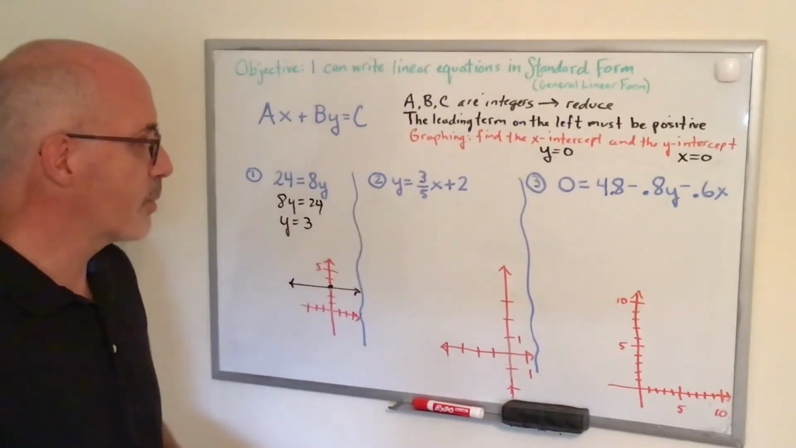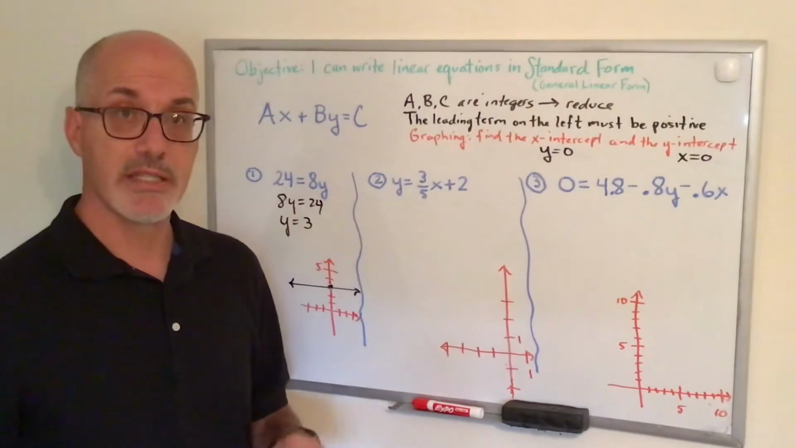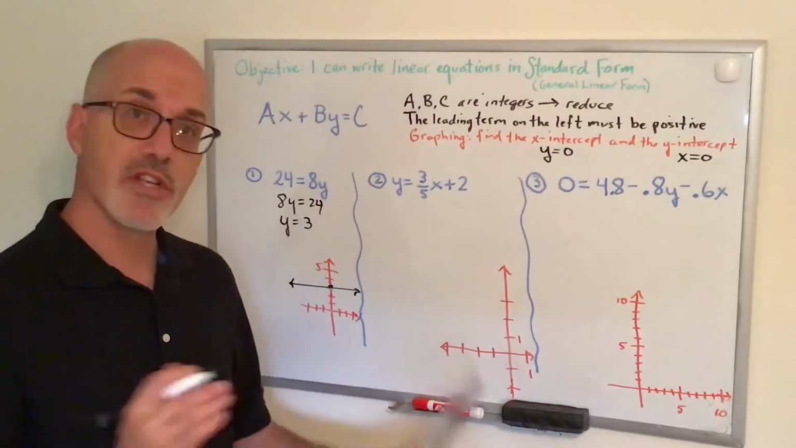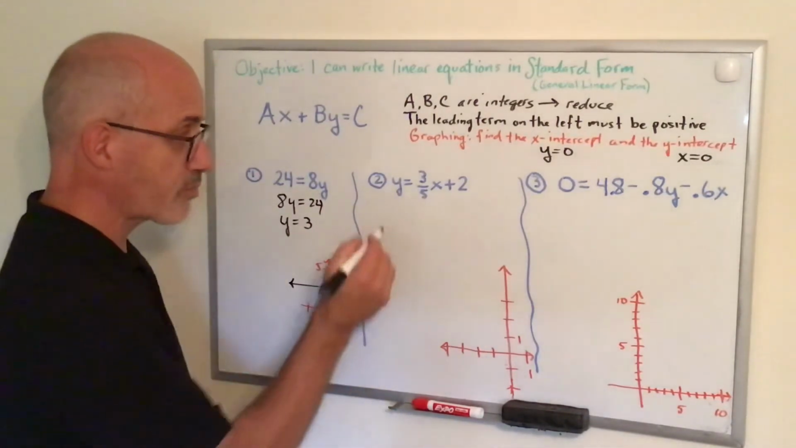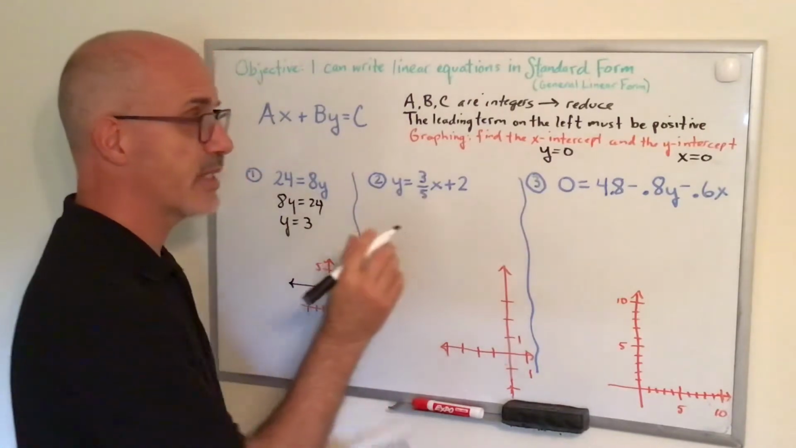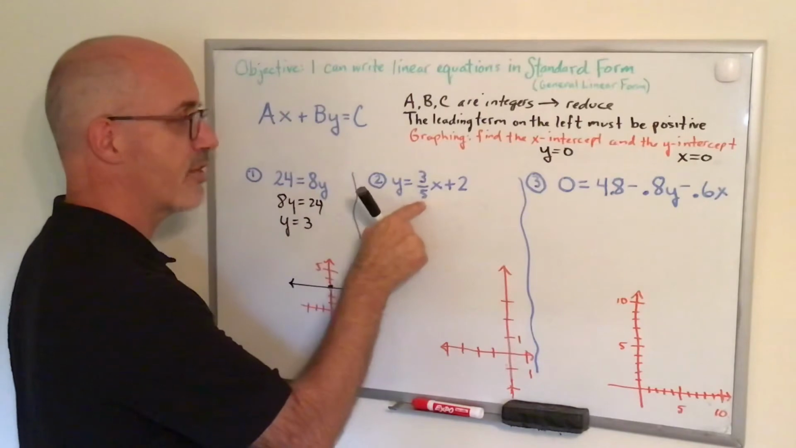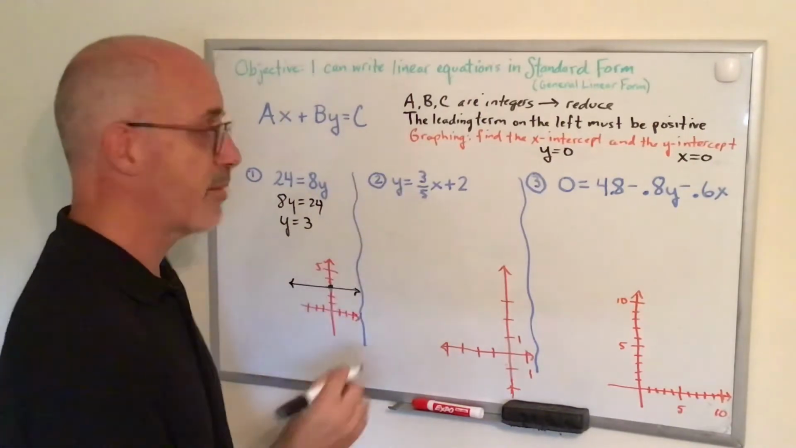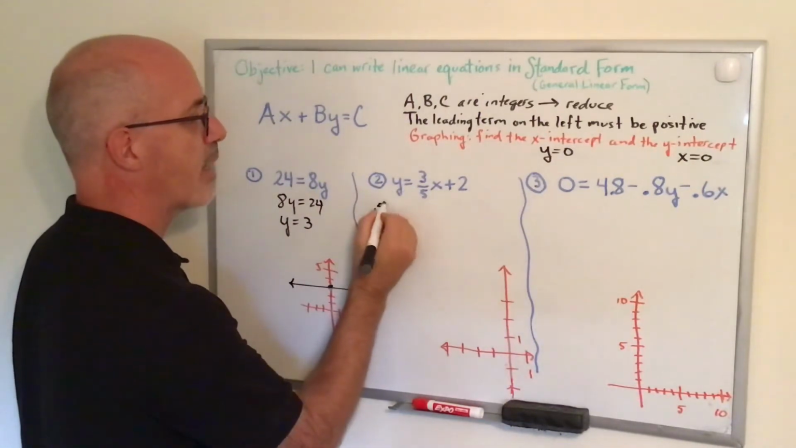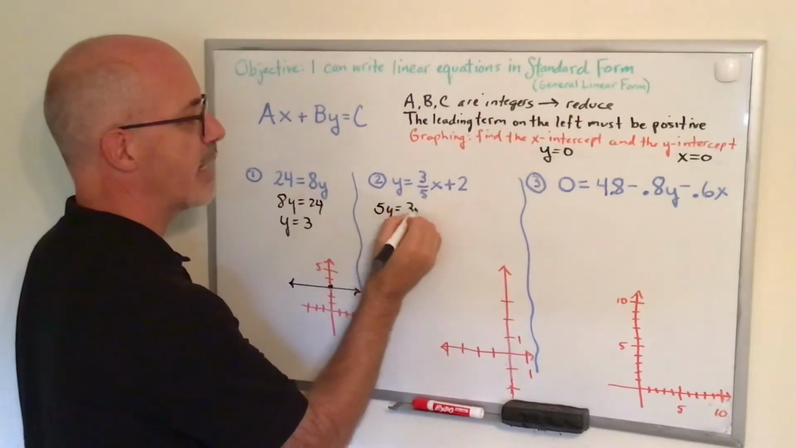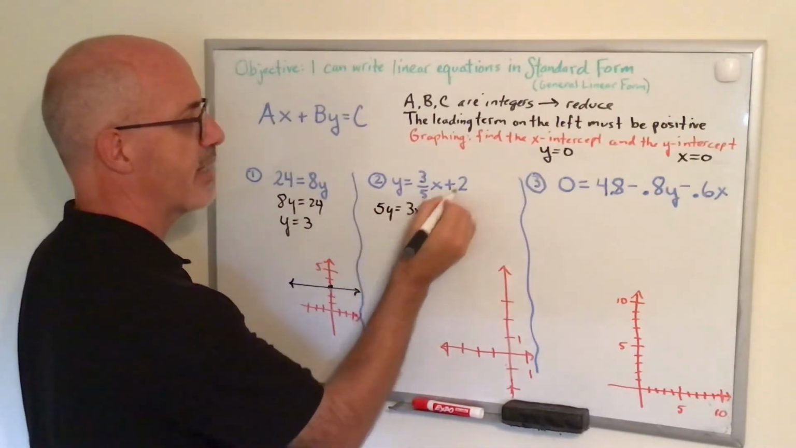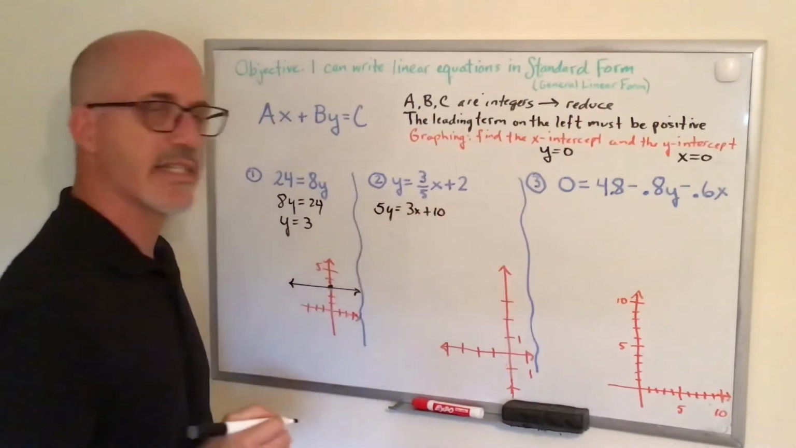Let's try to look at this one. This is already in slope-intercept form, but I'm going to convert it into standard form. So the first thing I like to do is get rid of the fractions. When there's a fraction, I'm going to multiply every term by 5 to get rid of that denominator. So I'm going to have a 5y equals 3x when I multiply it by 5, and then multiply this 2 by 5 and you get a 10.